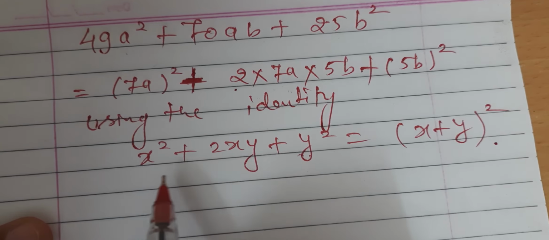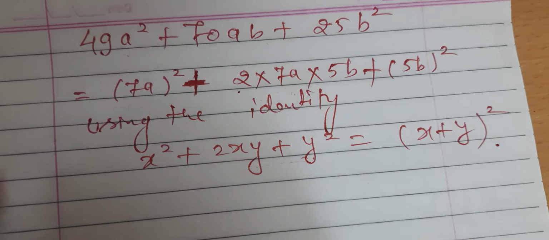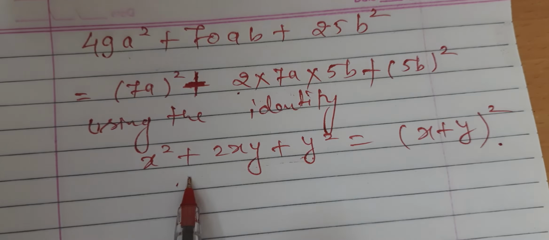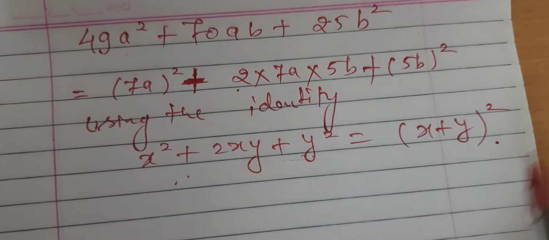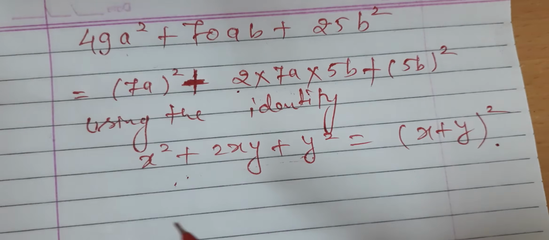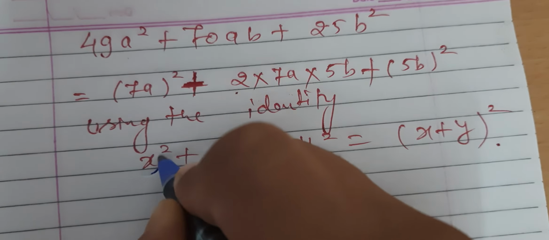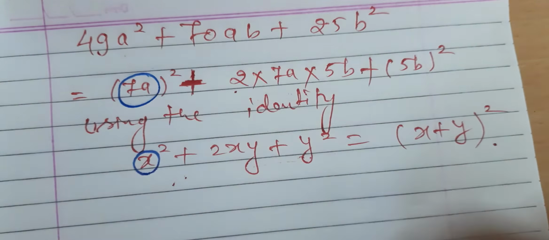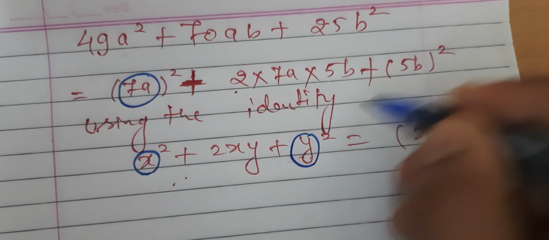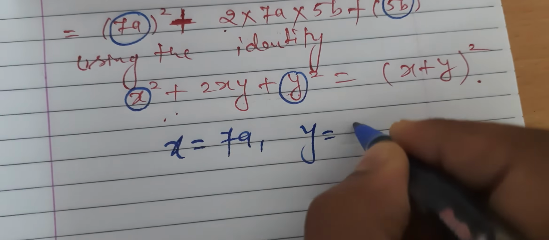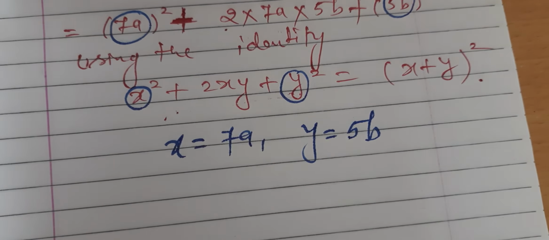Now the question is in this form, so that is why we have written this expression on the left hand side. Earlier we were writing x plus y here, but now the question is in this form, so the answer will be in this form. When you compare, you will find that at the place of x, here we have 7a, and at the place of y, here we have 5b. It's very simple.